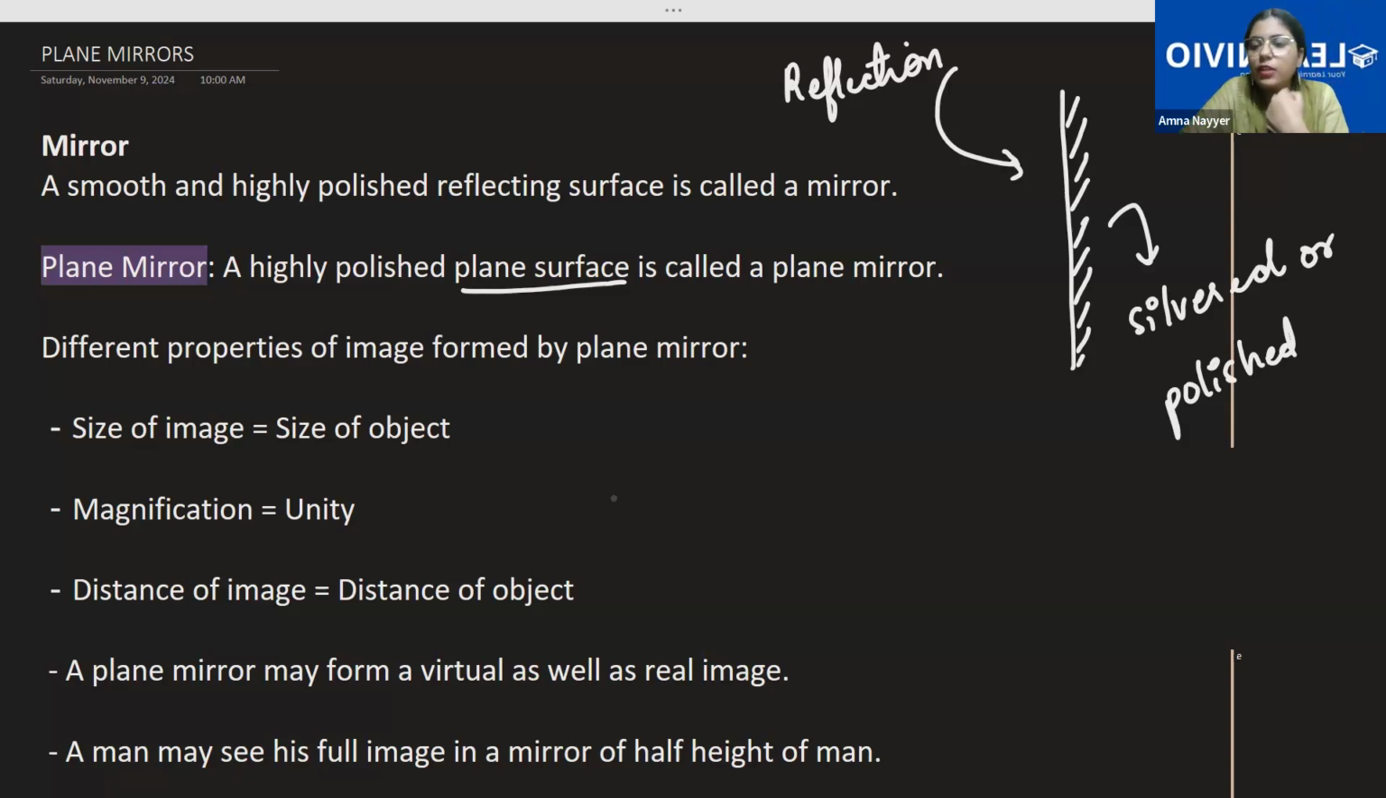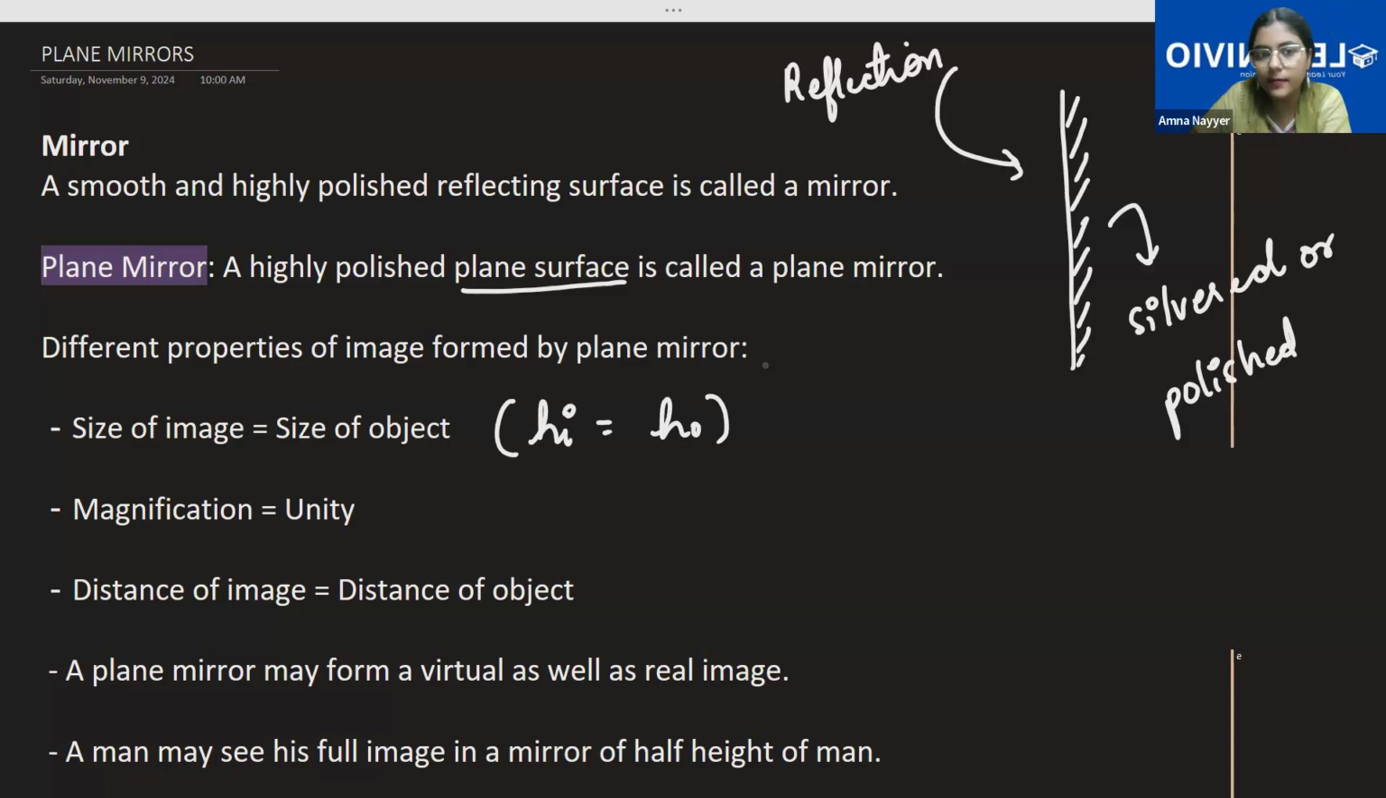See, when you see yourself, do you see yourself enlarged or very small, diminished? You see yourself exactly of the same size which you are. So size of image and size of object, even if I take a pen and I see, it will appear exactly the same. So size of image and size of object will be the same. Means height of image is equal to height of object.